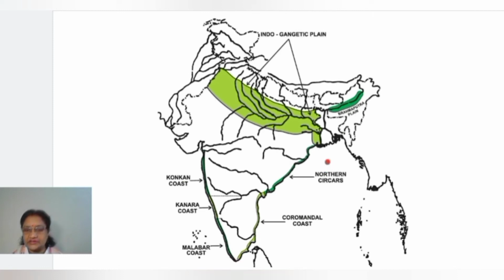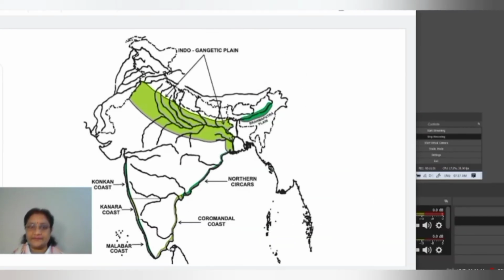Come to the eastern coast. From here till a point you are getting in between the two deltas, that is the Northern Circars, and from here again down till Kanyakumari, this is the Coromandel coast. So this is about the coastal plains of India.